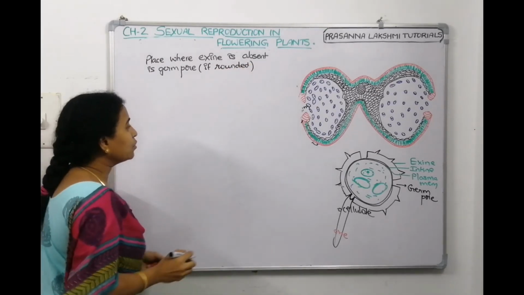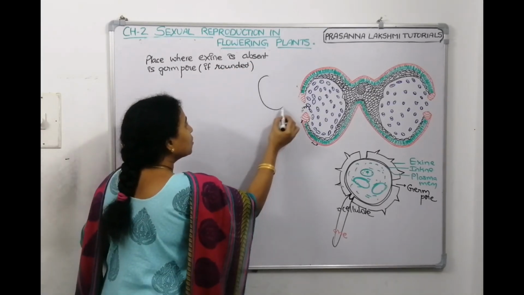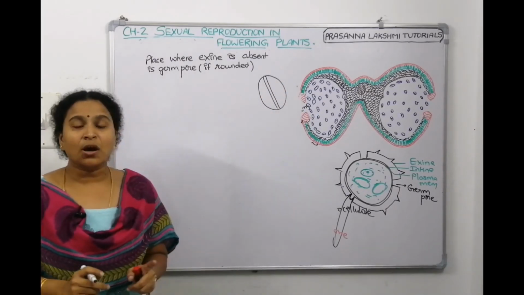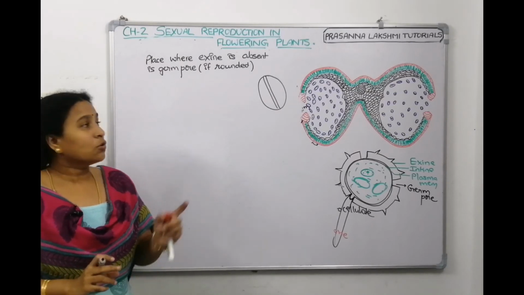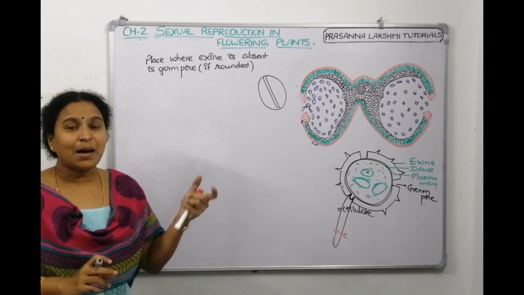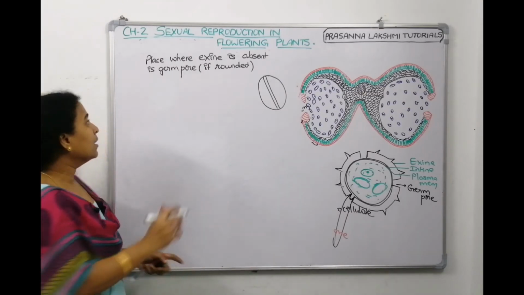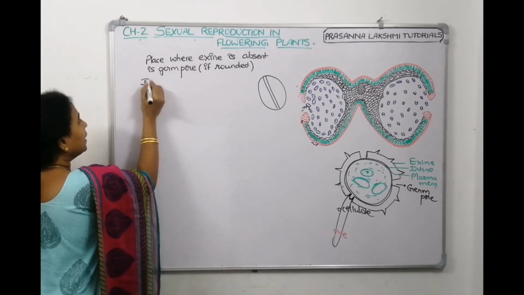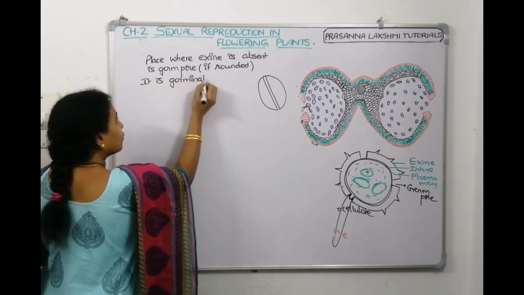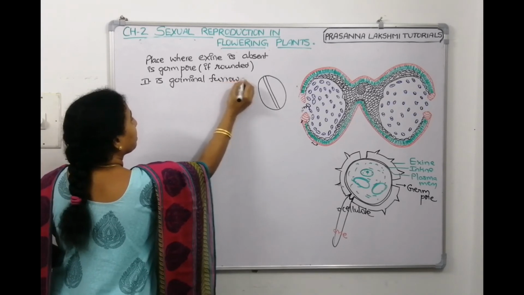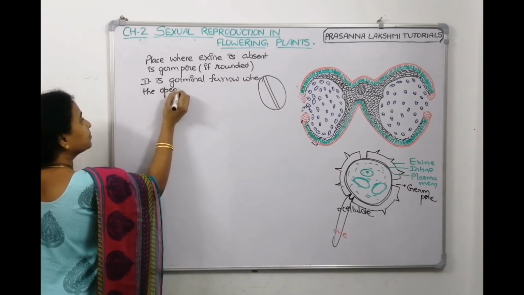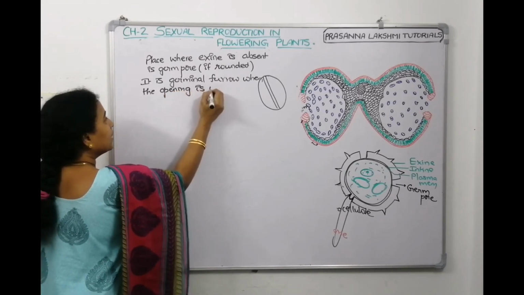But sometimes, if you see any pollen grain, it has a furrow type of opening also. Then that is called a germinal furrow. If it is rounded, we call it a germ pore. The place where the exine is absent in the form of a furrow is called a germinal furrow, when the opening is wider.